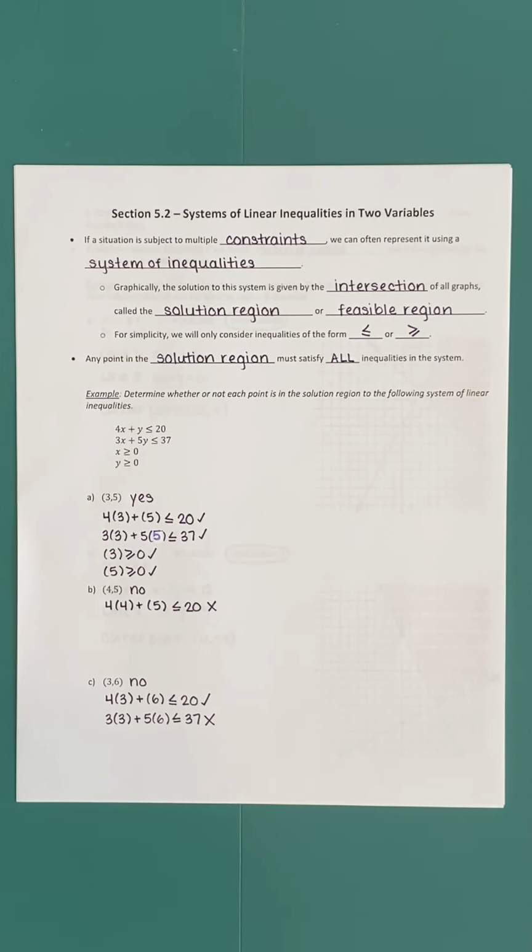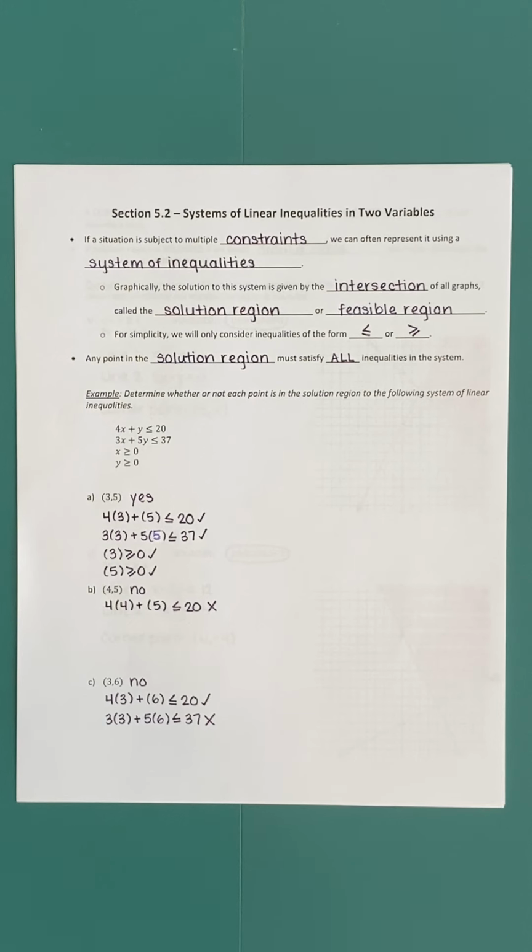So we're going to think of these inequalities as constraints, in other words, limitations. A constraint is something that places restrictions on the values the variable can take on. So variables don't have to be exactly equal to something, but they typically have to be less than something or greater than something. So we're going to think of these as constraining the values that our variables can take on. Now, if a situation is subject to multiple constraints, in other words, multiple limitations, we can often represent it using a system of inequalities. So graphically speaking, the solution to the system is going to be given by the intersection of all of the graphs.